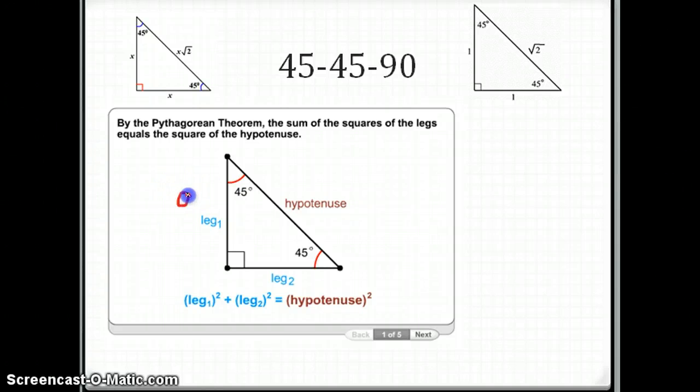So our 2 legs are always going to be the same measure. So our legs are congruent. That tells us that this is isosceles.